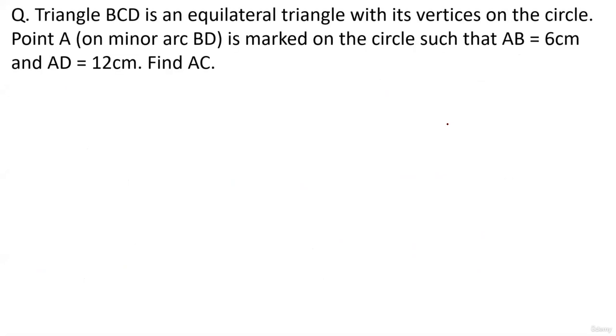All right, guys, let's go on to the next question. Triangle BCD is an equilateral triangle with its vertices on the circle. Point A on minor arc BD is marked on the circle such that AB equals to 6 and AD equals to 12. Find the length of AC.